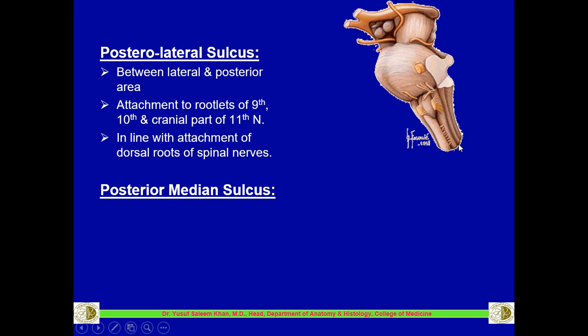And below, if you continue below into the spinal cord, then this is the area from where the dorsal roots of the spinal nerves will be coming out.